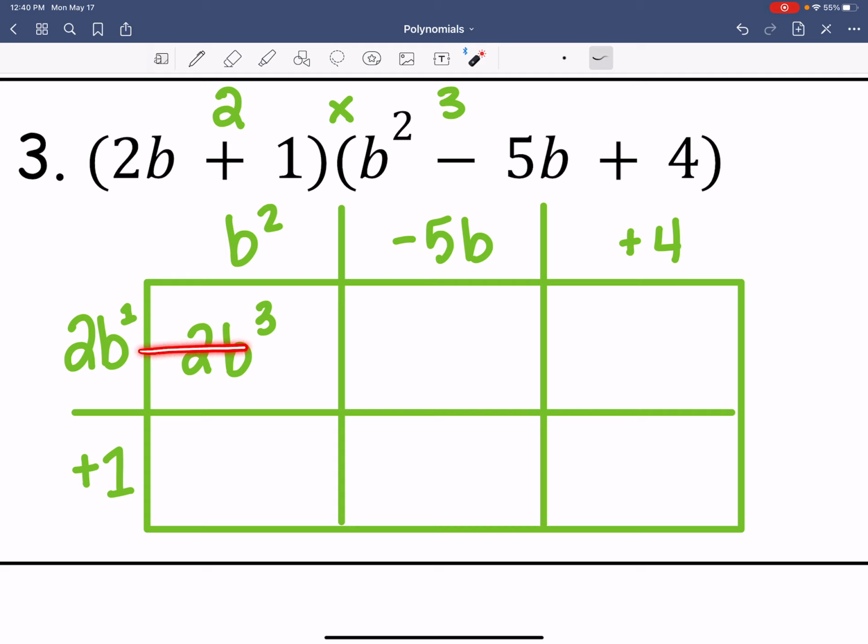Moving over, 2b times negative 5b. 2 times negative 5 is negative 10. B times b is b squared. 2b times 4. 2 times 4 is 8. And then times b.